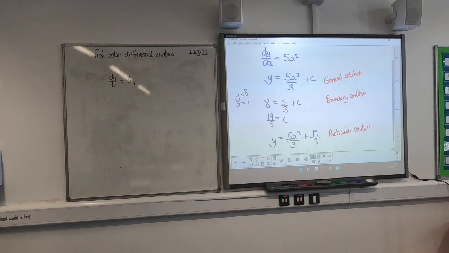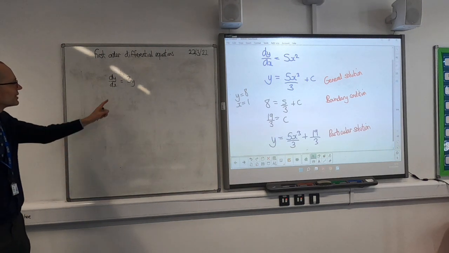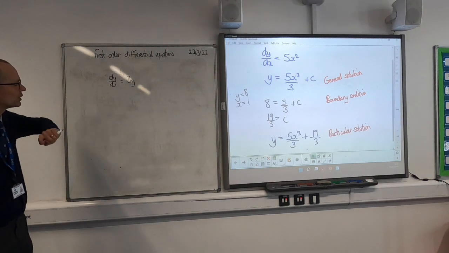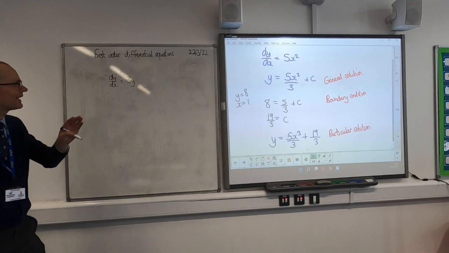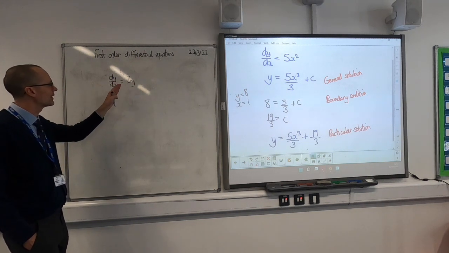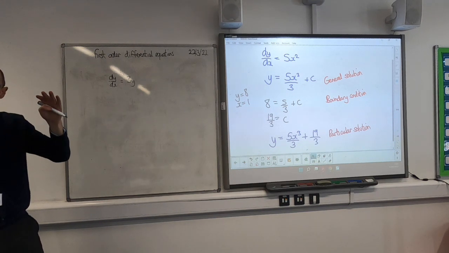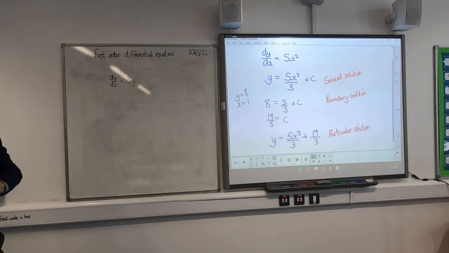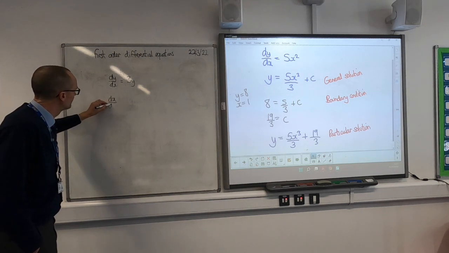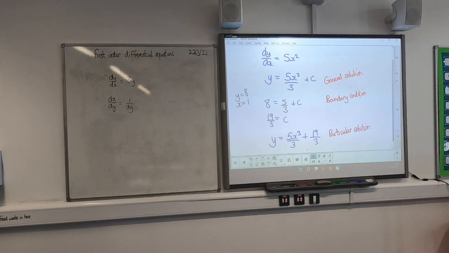Here's another differential equation. This presents us with a bit of a problem, because dy by dx is telling me that x should be the variable, but y is the variable. I can't integrate this with respect to x because there's no x's to be seen, and y isn't a constant. It's not going to become 3yx. But I've got a little trick up my sleeve, haven't I? Because I can flip it.